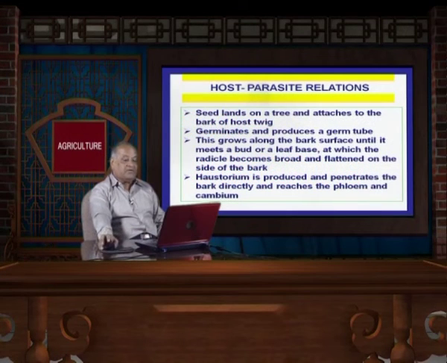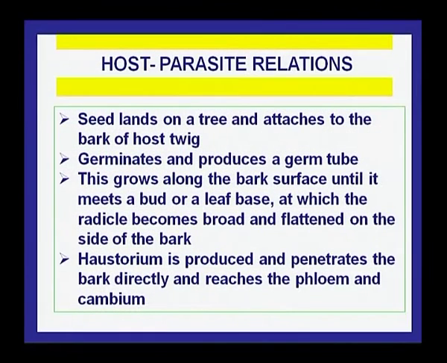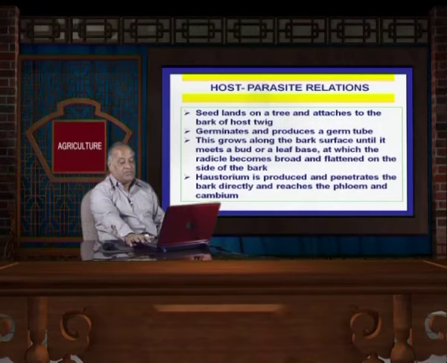Then host parasite relations. When the seed lands on a tree and attaches to the bark of the host twig, it germinates and produces the germ tube. This grows along the bark surface until it meets a bud or a leaf base, at which the radicle becomes broad and flattened on the side of the bark. Haustorium is produced and penetrates the bark directly and reaches the phloem and cambium in the vascular bundles of the host tissues.